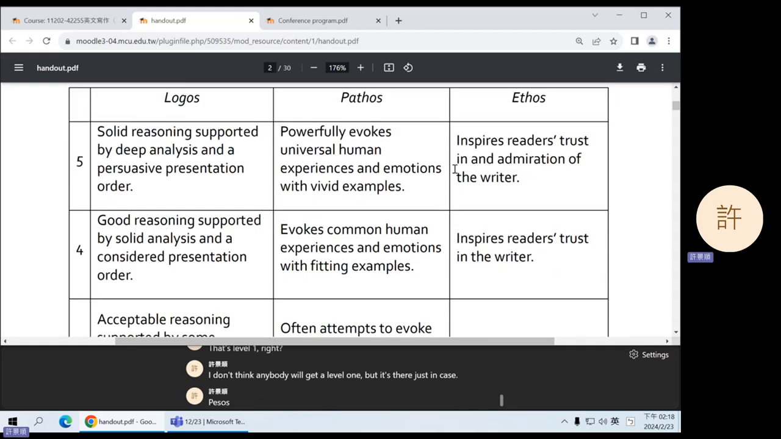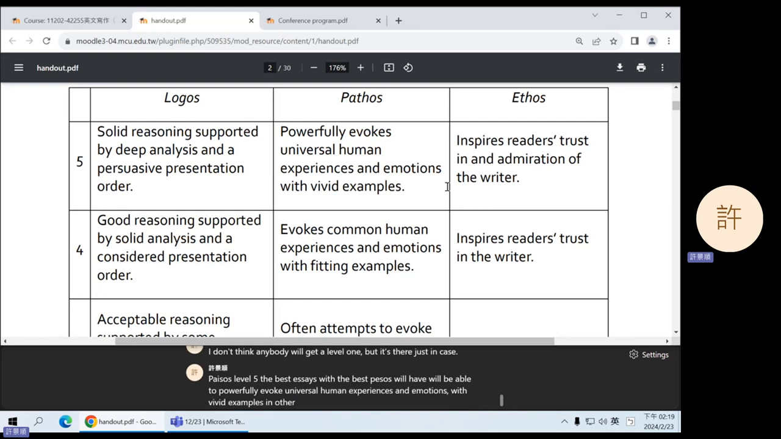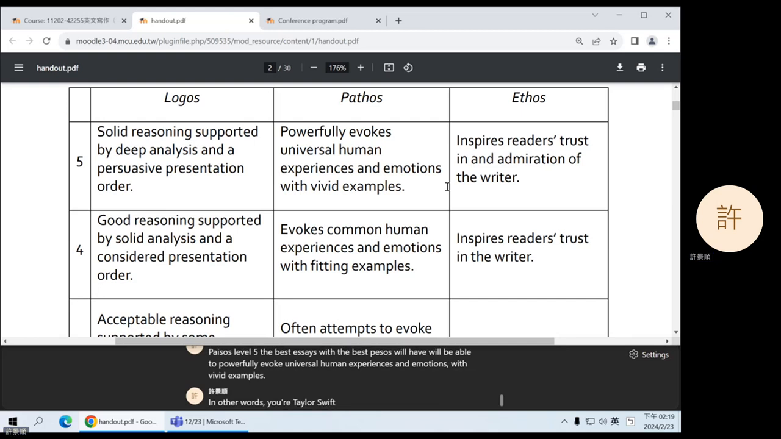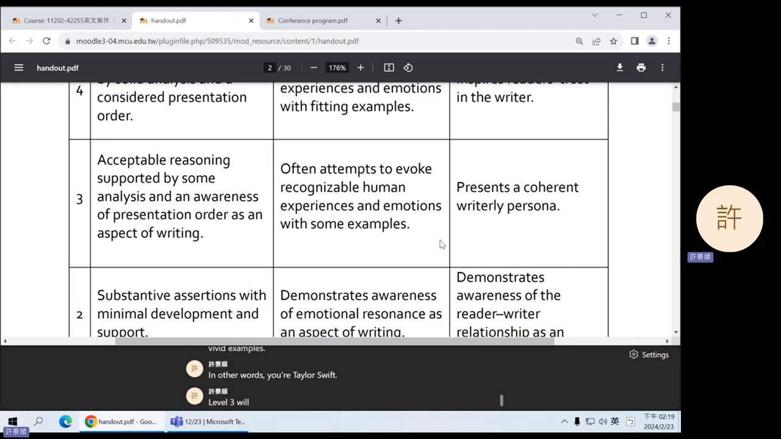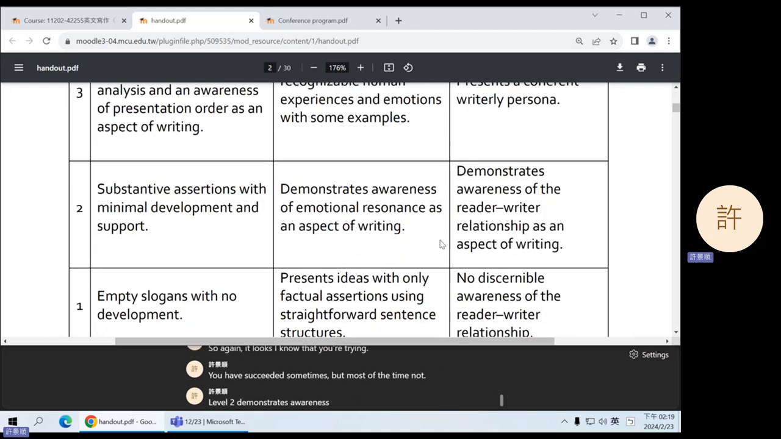Pathos, level 5, the best essays with the best pathos will be able to powerfully evoke universal human experiences and emotions with vivid examples. In other words, you're Taylor Swift. Level 3 will often attempt to evoke recognizable human experiences and emotions with some examples. So again, I know that you're trying, you have succeeded sometimes, but most of the time not. Level 2 demonstrates awareness of emotional resonance as an aspect of writing. So again, I can tell that you're trying.